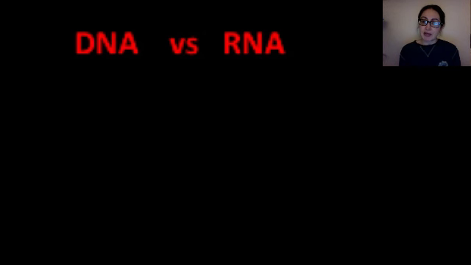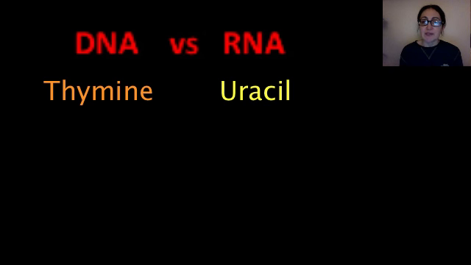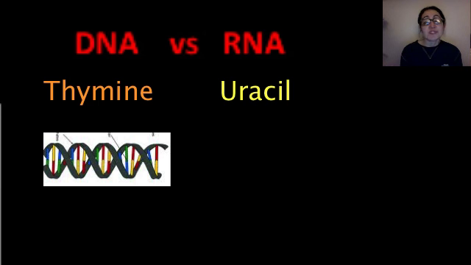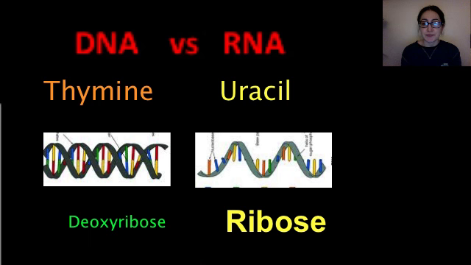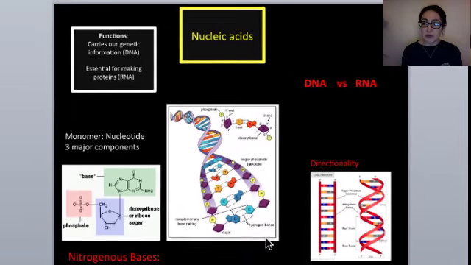So one of the biggest differences between RNA and DNA is that RNA contains the base called uracil, and it does not contain the base thymine. So DNA contains thymine and RNA contains uracil. Another major difference between DNA and RNA is that DNA is double-stranded, and it forms a double helix, but RNA is single-stranded and it can't form a double helix. And the other difference is that DNA contains the sugar called deoxyribose, and RNA contains a sugar called ribose.